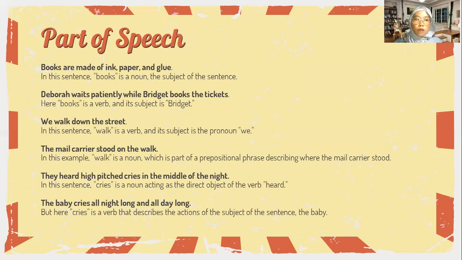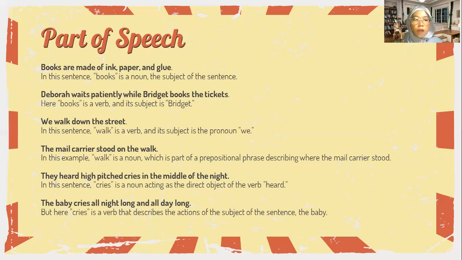We walk down the street. In this sentence, walk is a verb and its subject is the pronoun we. The mail carrier stood on the walk. In this example, walk is a noun which is part of a prepositional phrase describing where the mail carrier stood.